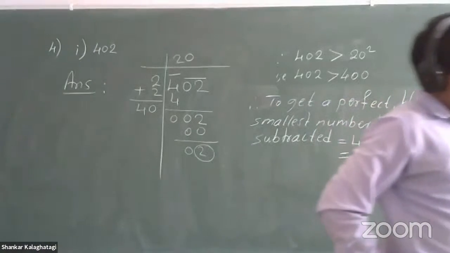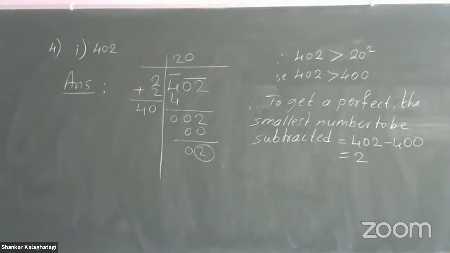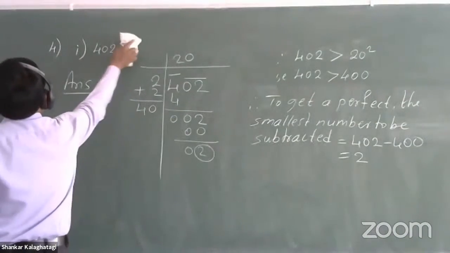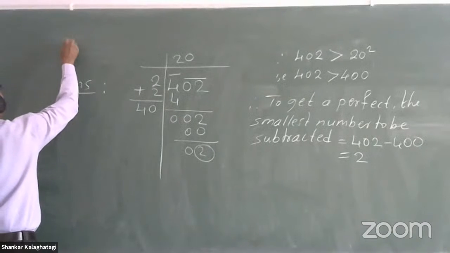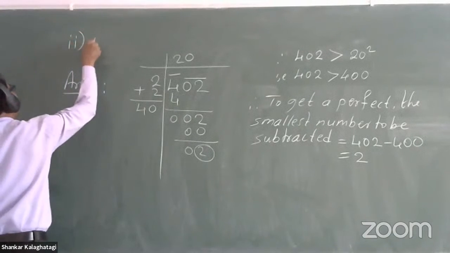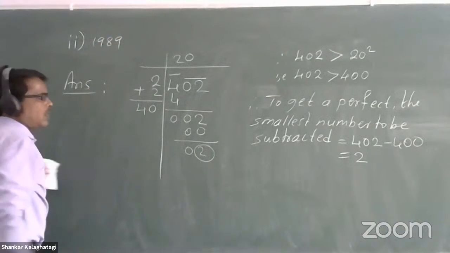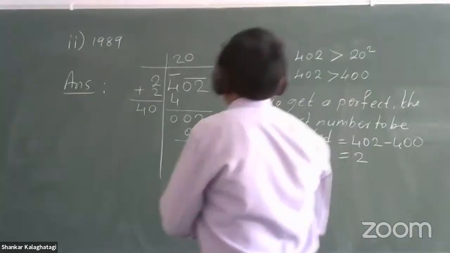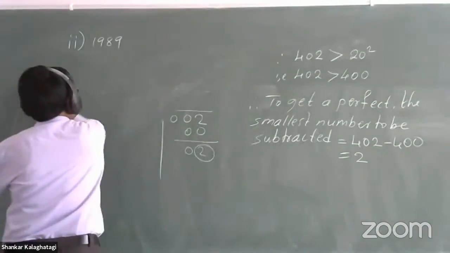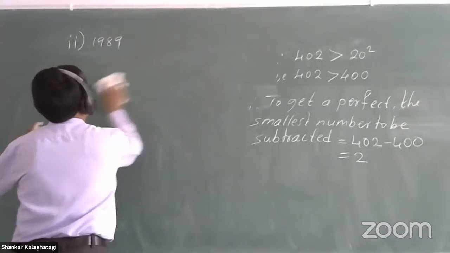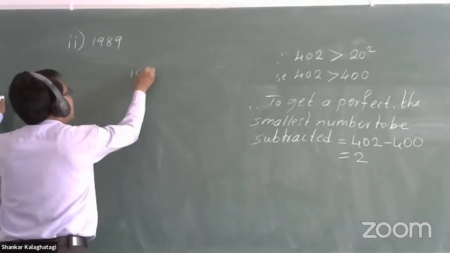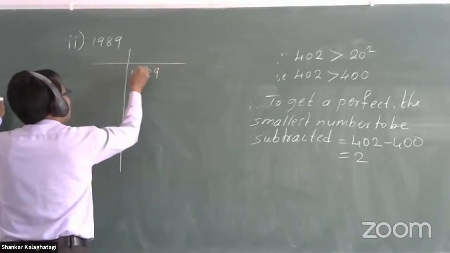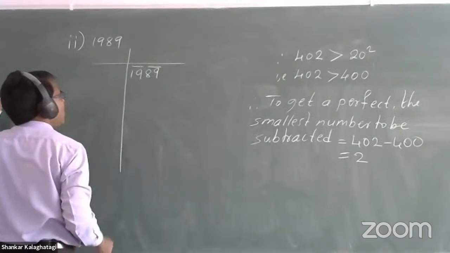One more example. 1989. Shall I raise it? Yes, sir. Question number 2. Have you understood, students? 1989. Same method. Follow the same method. 1989. Make 2 groups. Tell me. 4 4s are 16.